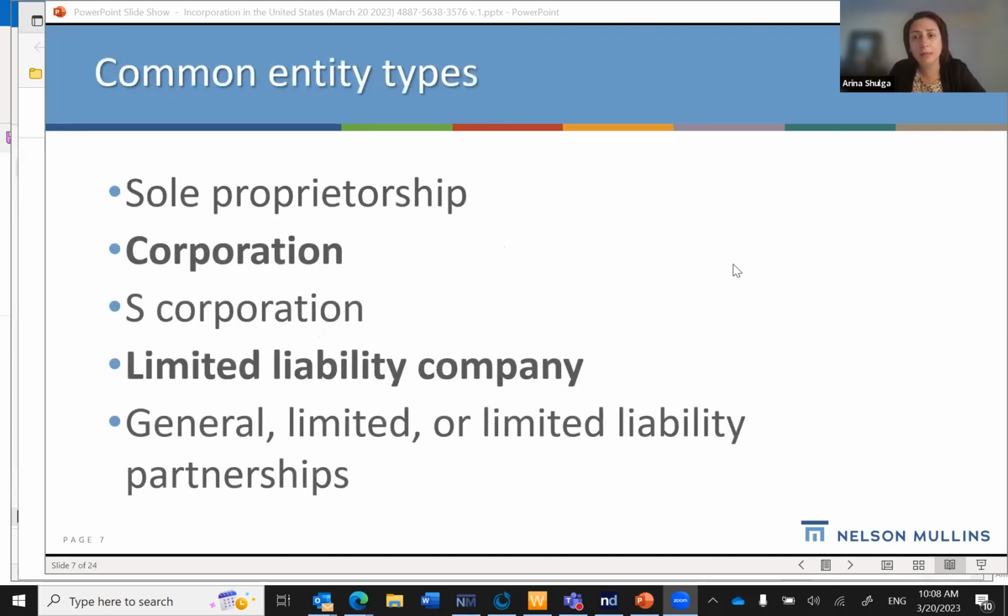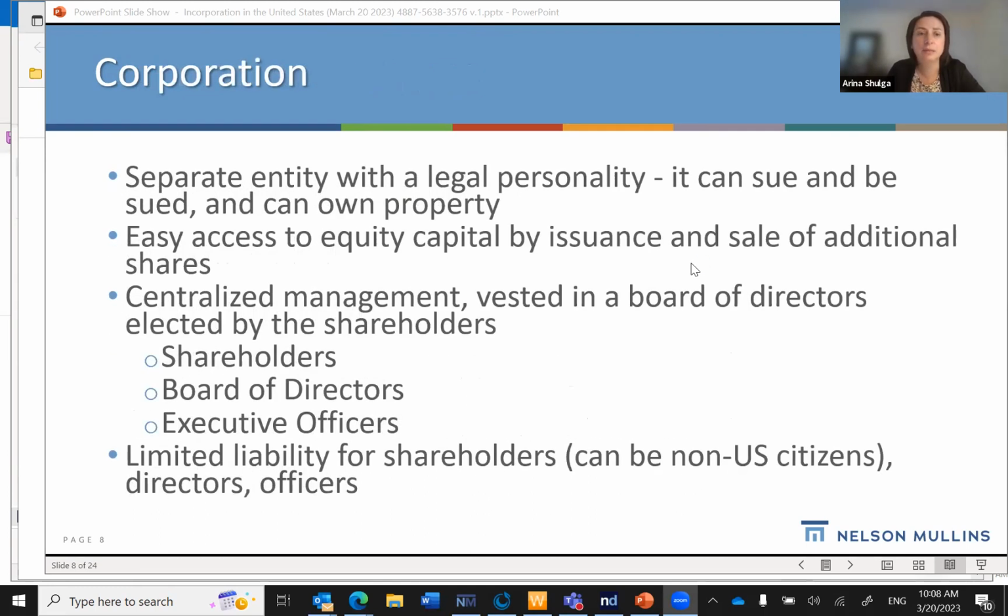So what are the common entity types? I've listed several, but the corporation and the limited liability company are the most common types. So what is a corporation?